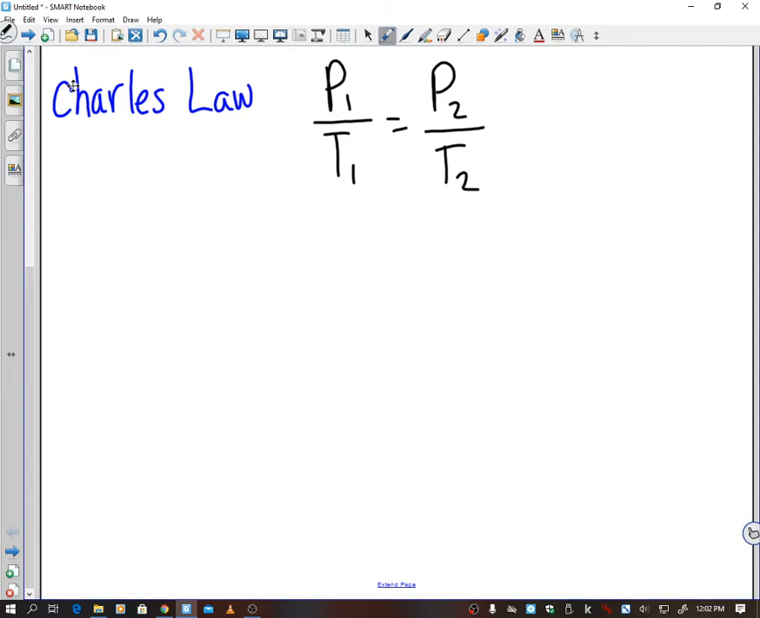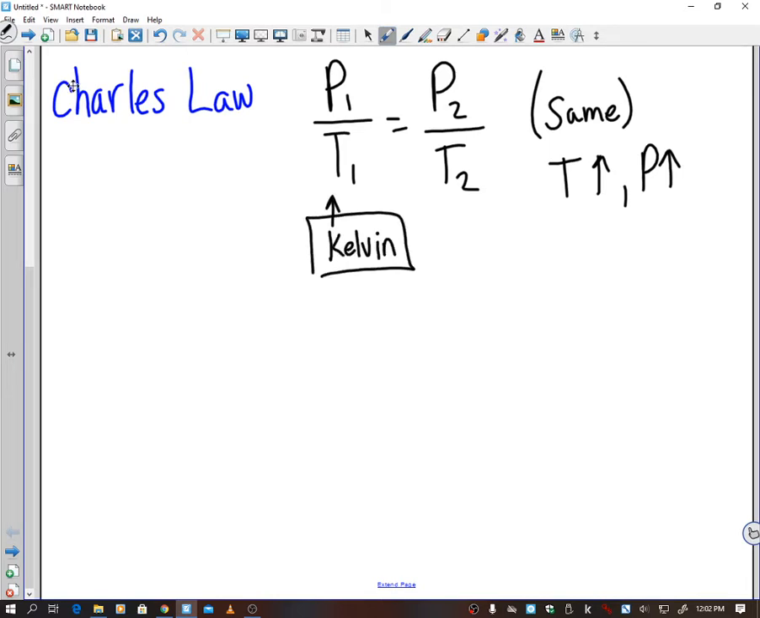Now here, these are going to do the same. Anytime you see temperature, they're going to do the same thing. So as temp increases, then my pressure will also increase. Or as temperature decreases, then your pressure decreases. Now, temperature has to be in Kelvin. As I was looking at this last worksheet, a lot of people were not putting that temperature in Kelvin. You're going to add 273 to your Celsius.